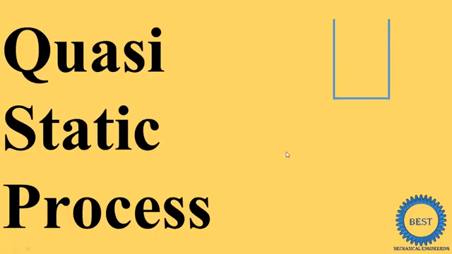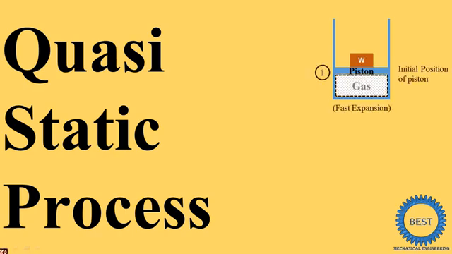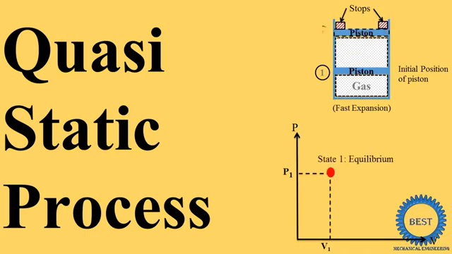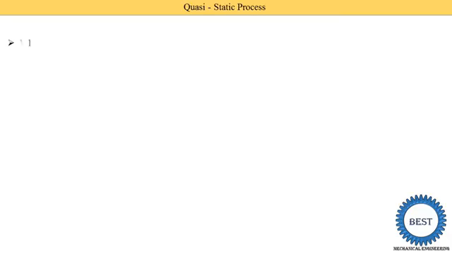In this video, I explain the quasi-static process by using these various animations of the piston cylinder arrangement as well as the PV diagram, so you can easily understand it. Quasi-static process generally has two characteristics. It is a reversible process and it is a slow process. So first we understand the definition of the quasi-static process and then understand it by taking the example of a piston cylinder arrangement.